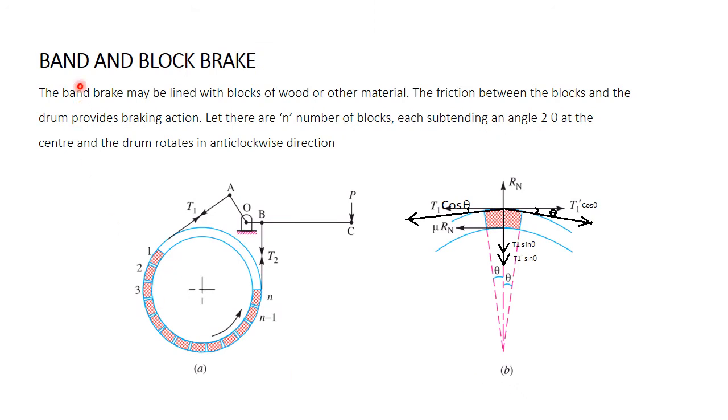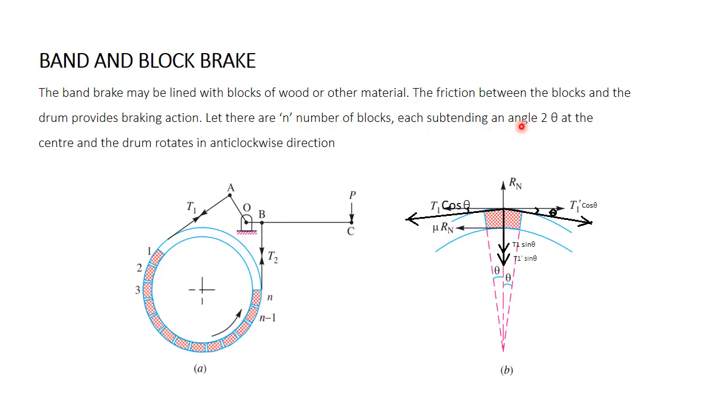Here is the schematic diagram of a band or block brake. The band brake may be lined with blocks of wood or other material. 1, 2, 3 are called blocks of wood or other material. The friction between the block and the drum is provided by the brake lining. Let there be n number of blocks, that is 1, 2, 3, 4, 5, 6, made up of wood or other material.